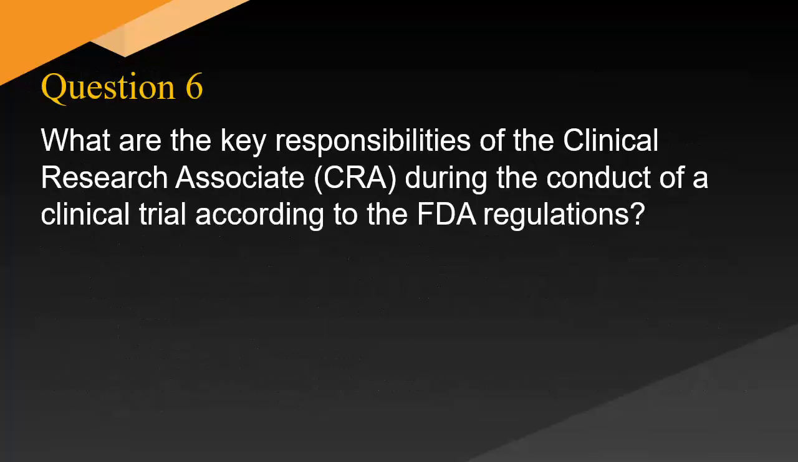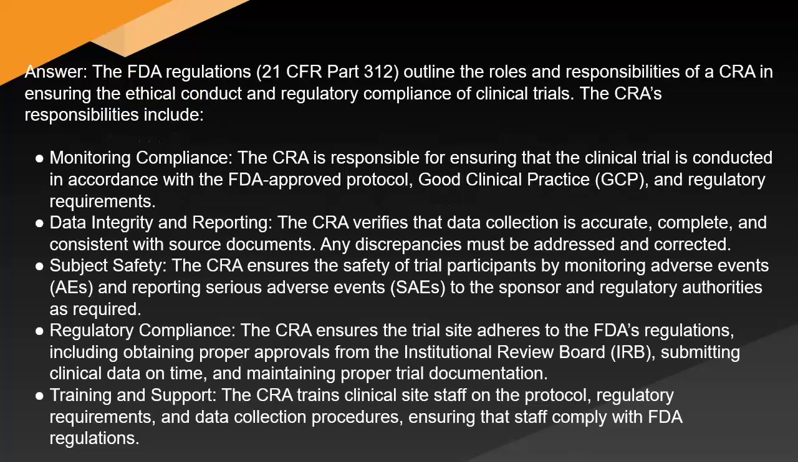What are the key responsibilities of the clinical research associate (CRA) during the conduct of a clinical trial according to the FDA regulations? Answer: The FDA regulations, 21 CFR Part 312, outline the roles and responsibilities of a CRA in ensuring the ethical conduct and regulatory compliance of clinical trials. The CRA's responsibilities include monitoring compliance. The CRA is responsible for ensuring that the clinical trial is conducted in accordance with the FDA-approved protocol, good clinical practice (GCP), and regulatory requirements.